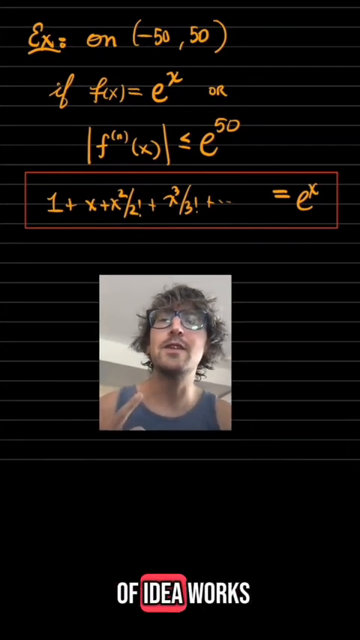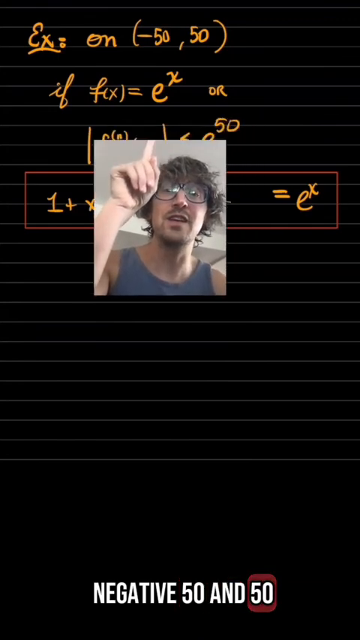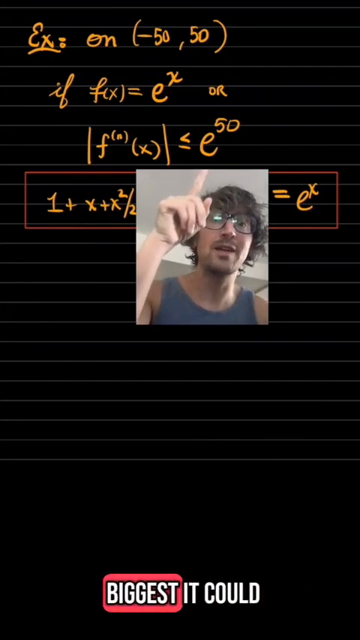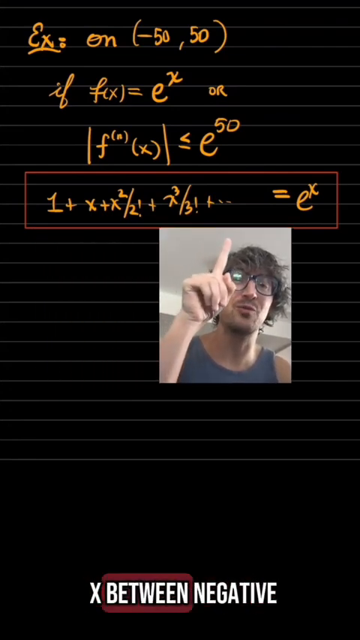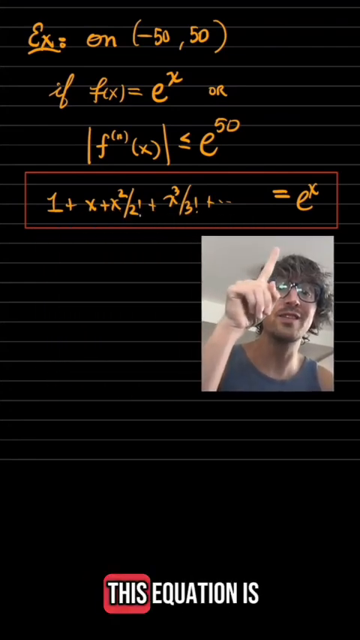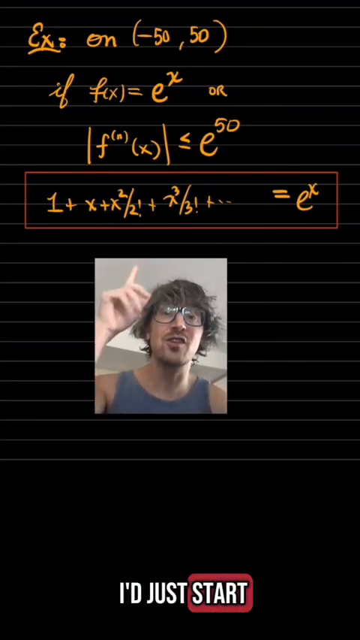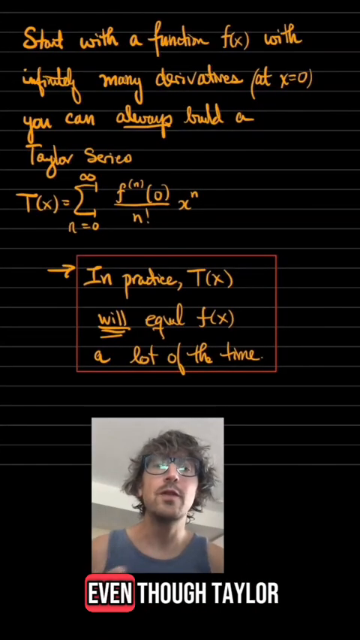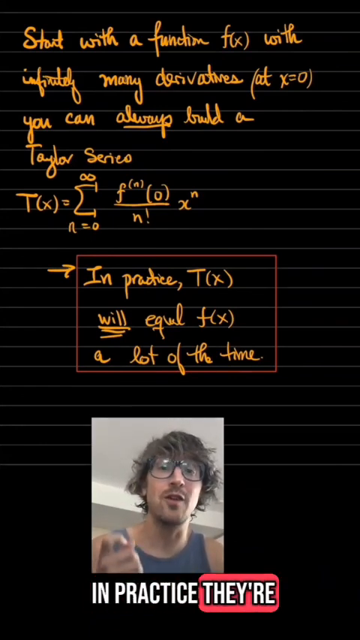The same kind of idea works for e to the x. For instance, for any x between -50 and 50, any derivative is going to be e to the x, and so the biggest it could be would be e to the 50. So that shows if I plug in any number x between -50 and 50, this equation is going to be true. Now if I wanted it true for a bigger number x, I'd just start with a bigger number and I would have to modify this number m. So even though Taylor series aren't like a magical thing that always works, in practice they're a very useful tool.